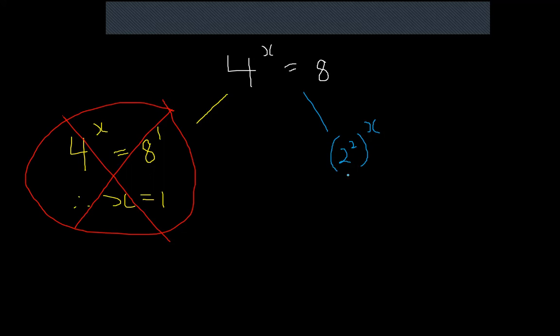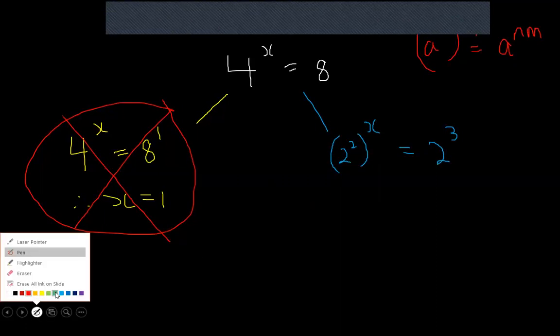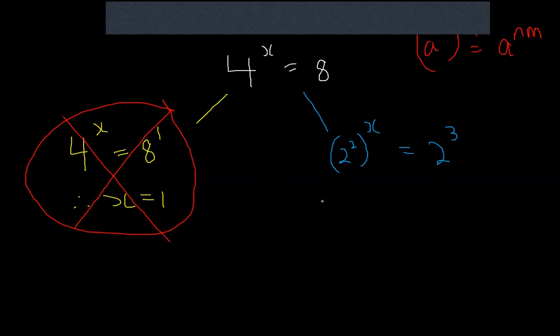So that becomes 2 squared to the power of x is equal to 8, which could be written as 2 cubed. And according to the rule we just went through, a to the power of n, and this whole thing raised to the power of m, is the same as a to the power of nm. So all I do here is multiply my indices. In this example, 2 squared raised to the power of x is the same as 2 raised to the power of 2x.